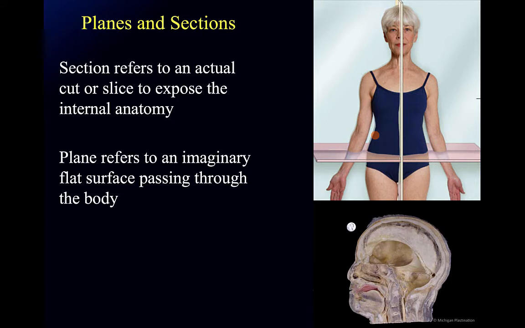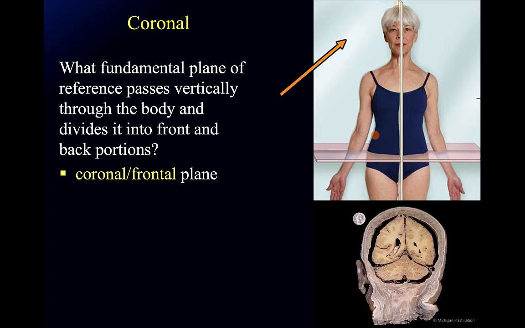So we're going to take a look here at some planes and sections. We want to first understand the difference between those. Sections refer to an actual cut or slice, and we can see a section that has been done to a head down below there so that we can see some of the structures inside of it. Planes refer to imaginary flat surfaces passing through the body, and we see those passing through that woman there, much like she has shower doors that have kind of gone through her body. So our fundamental planes are going to be coronal, then we're going to have transverse and sagittal.